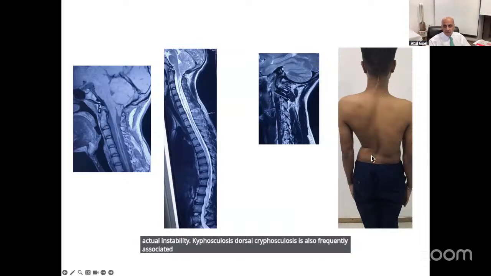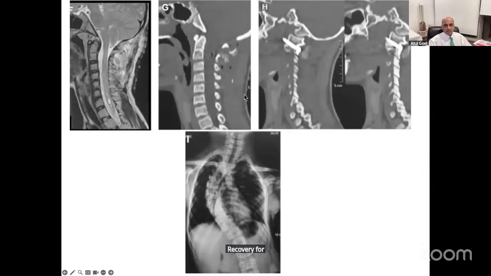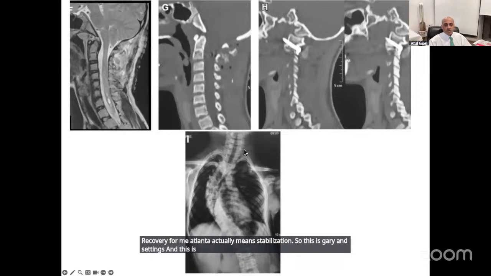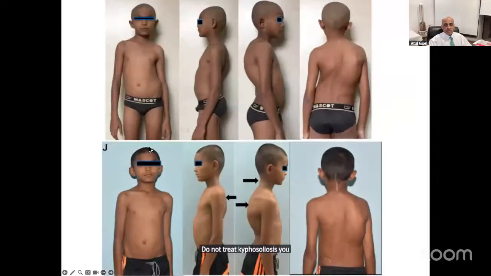So there is no need to treat this. You treat and this will recover. Not completely, but significantly. I have written in this article, spinal kyphoscoliosis associated with Chiari and syringomyelia, recovery following atlantoaxial stabilization. So this is Chiari and syrinx, and this is kyphoscoliosis. Do not treat kyphoscoliosis. You treat atlantoaxial instability.